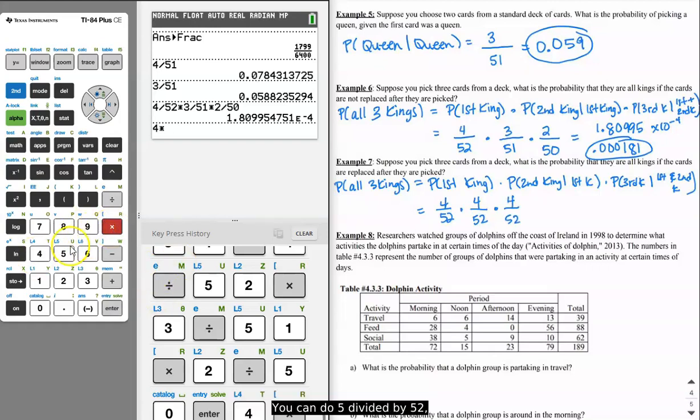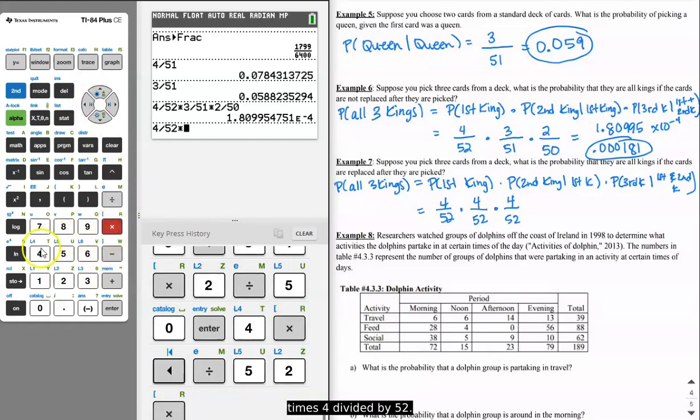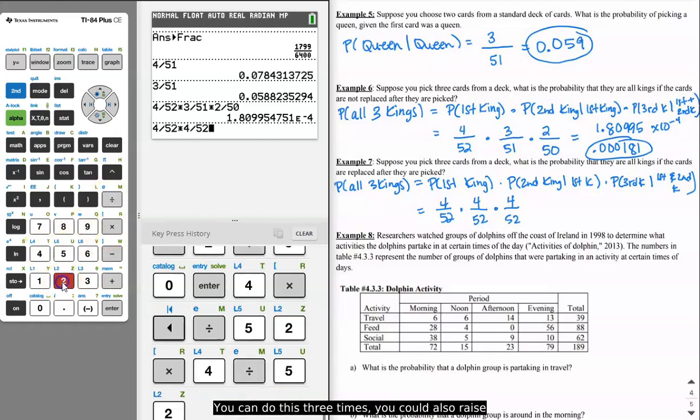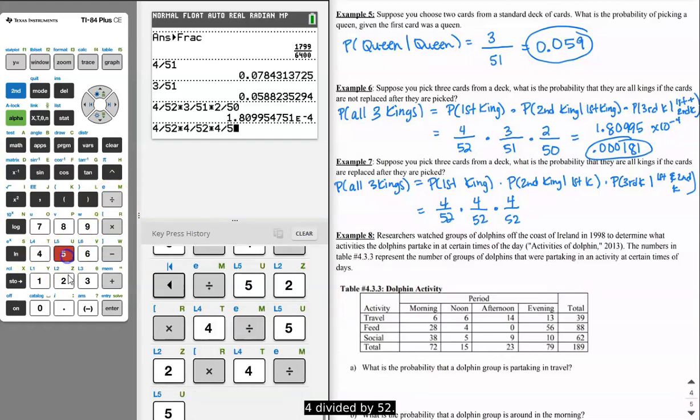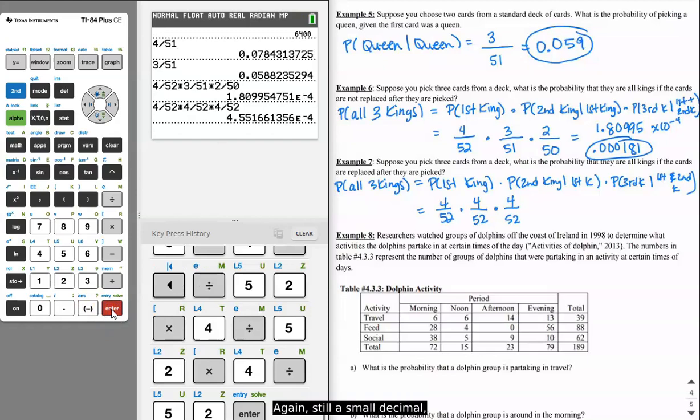So you can do 4 divided by 52, times 4 divided by 52, times 4 divided by 52. You can do this 3 times. You could also raise it to the third power. That would work. So again, still a small decimal, a little bit bigger than the last one. So 4.552 times 10 to the negative fourth. So we move over the decimal 4 spaces. 0.000455 would be my probability. So it is slightly higher.